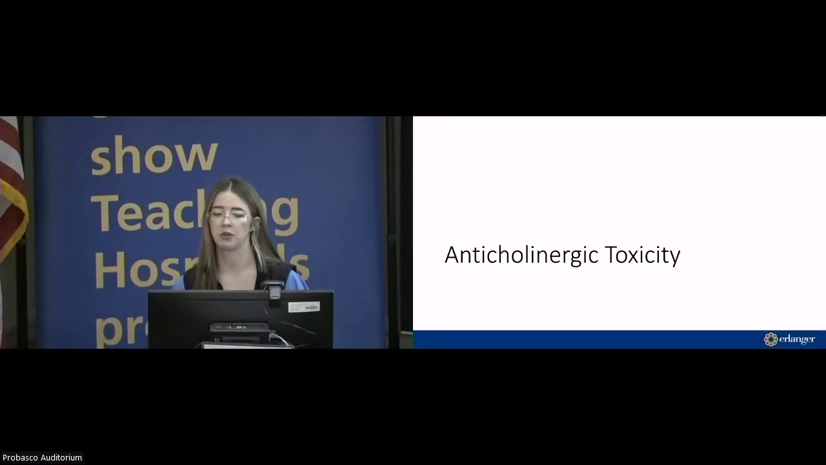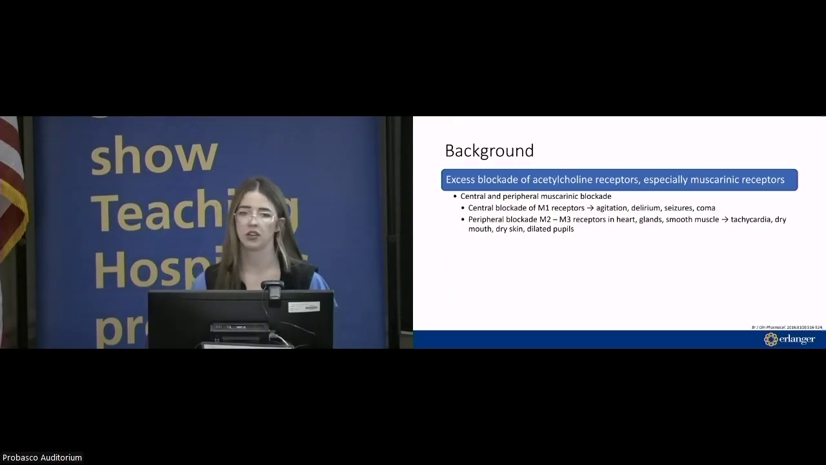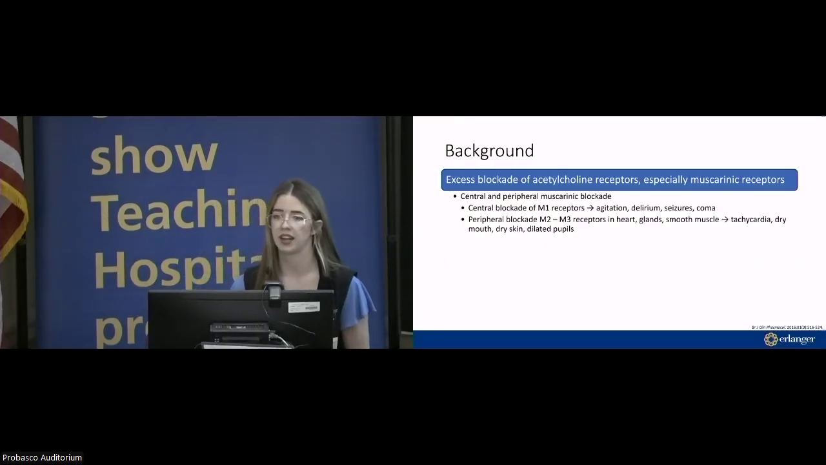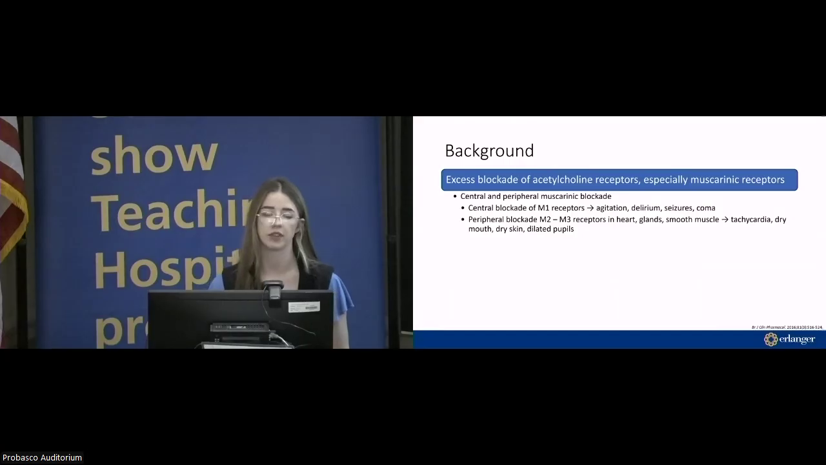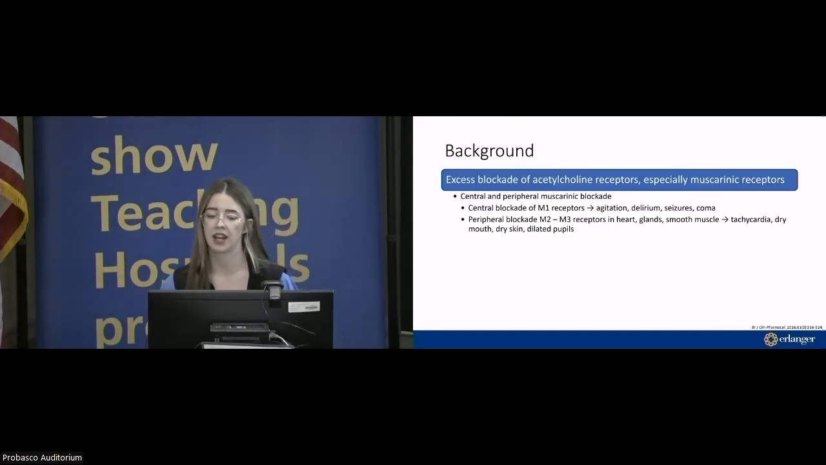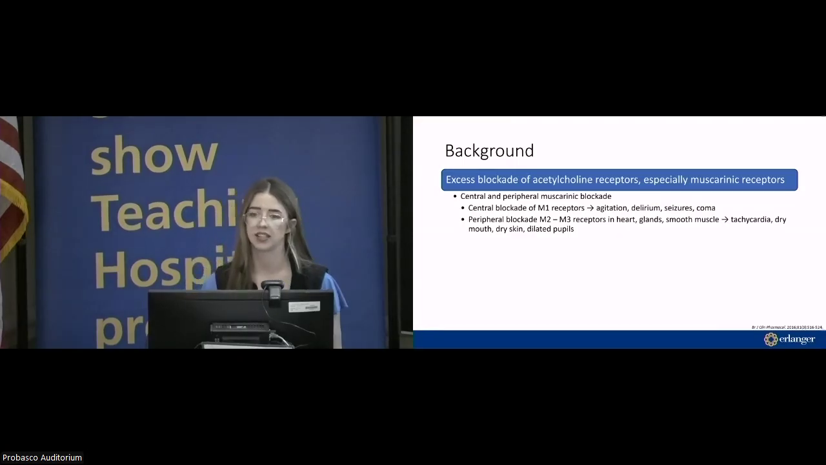And the last toxicity we'll be discussing is anticholinergic toxicity. Anticholinergic toxicity results from an excess blockade of acetylcholine receptors, particularly at the muscarinic receptors in both the central and peripheral nervous system. Centrally, M1 receptor blockade leads to agitation, delirium, confusion, and in severe cases, seizure or coma. Peripherally, blockade of M2 and M3 receptors in the heart, glands, and smooth muscle drives the classic findings of tachycardia, dry skin, dry mouth, and mydriasis.